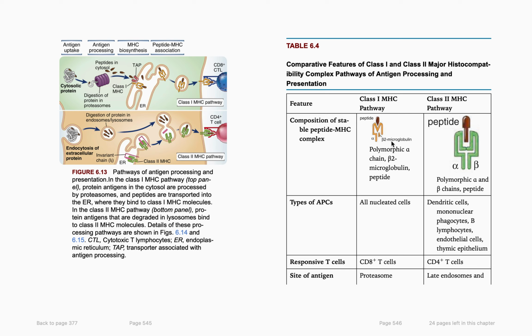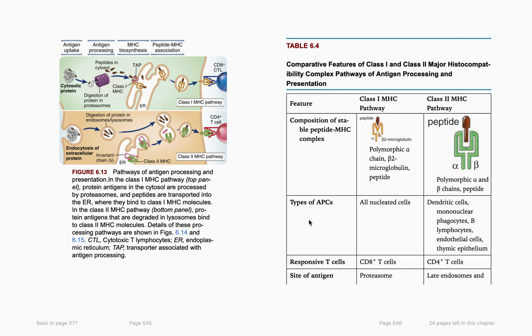This is alpha, beta 2 microglobulin, this is actually MHC. Polymorphic chain of beta 2 microglobulin, peptide. So here, for the composition of the stable peptide complex, it is peptide, alpha and beta 2 microglobulin, polymorphic alpha and beta chain, peptide. You see this is beta 2, this is just alpha and beta chains, peptide.